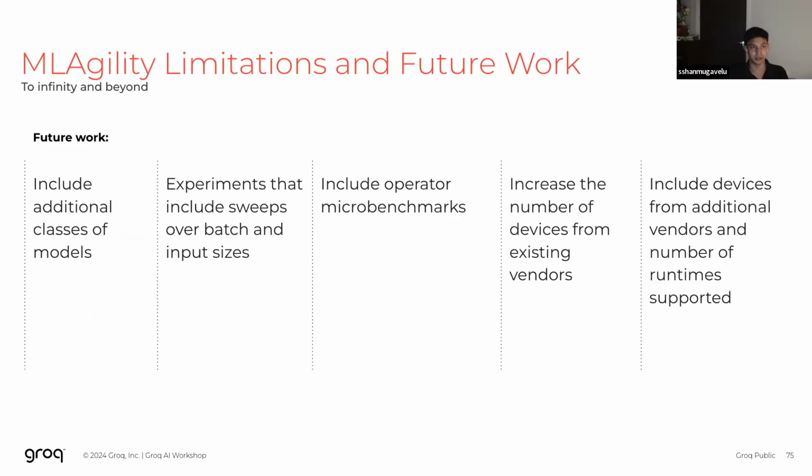So for future work, we're going to include additional classes and models. So for example, diffusion models, GNNs. We're going to do experiments that sweep over batch size and input size, include micro benchmarks. So for example, seeing how a matmul scales going from 1 chip to 2 chip. So this includes runtime and also C2C connections. And we're going to increase the number of devices from other vendors, maybe include AMD GPUs, so on and so forth, and include more runtimes too.